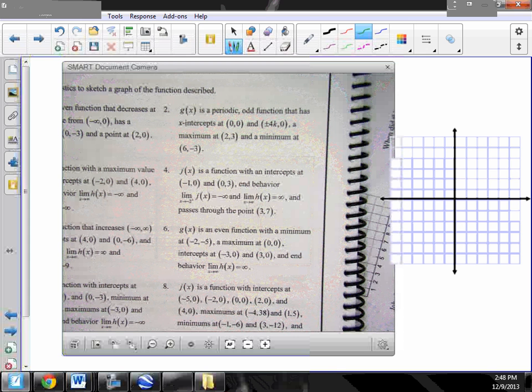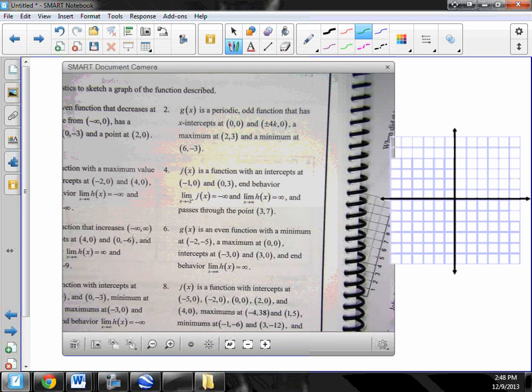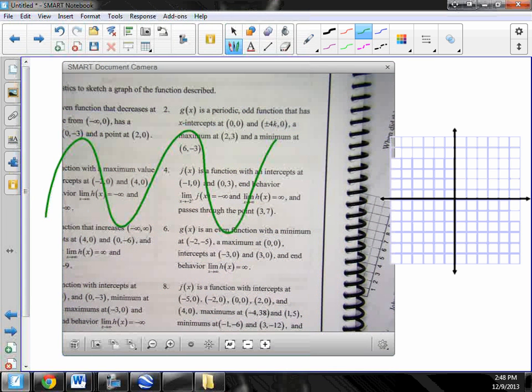It's a wave function, like a sine curve. Periodic means it goes up and down in a period. Period meaning the length it takes to go up and down. Okay? It's periodic, and it's odd. So a wave function, I'll bring my graph over.